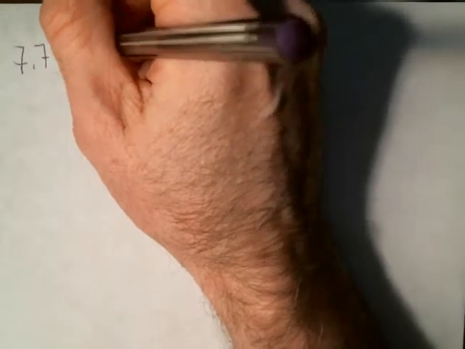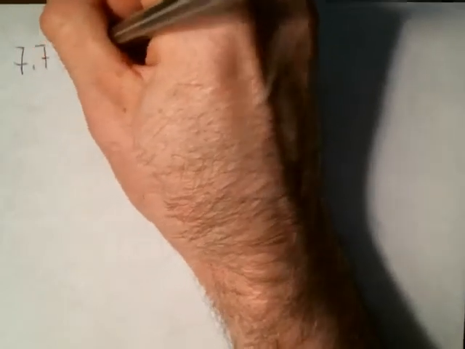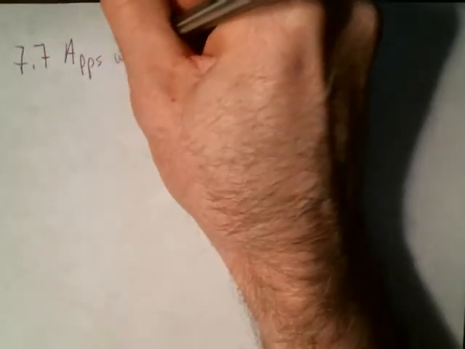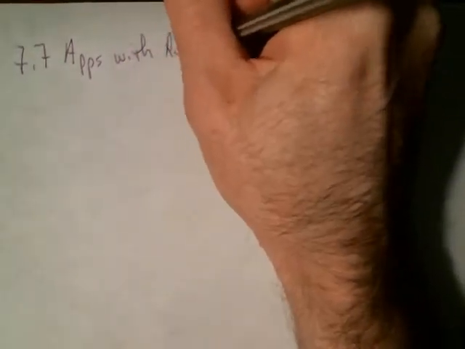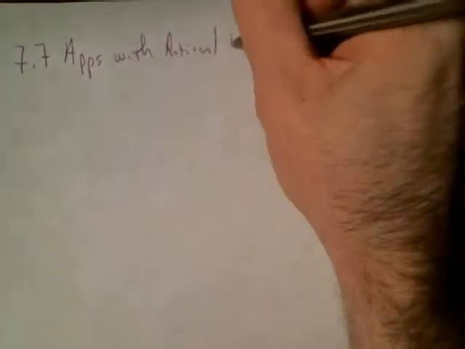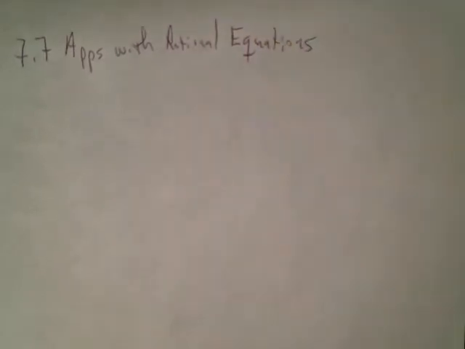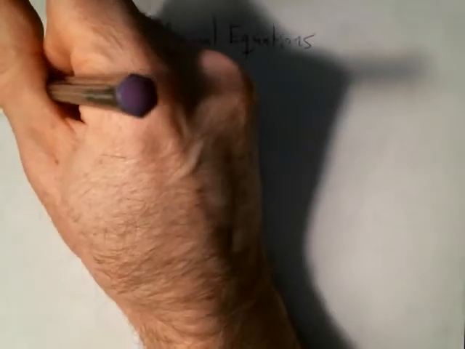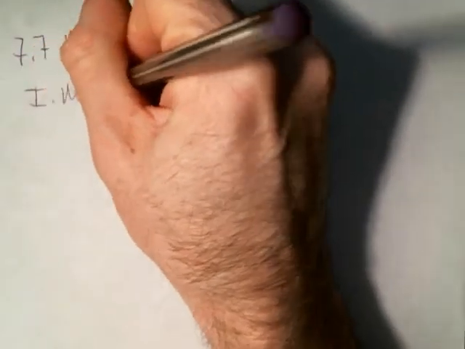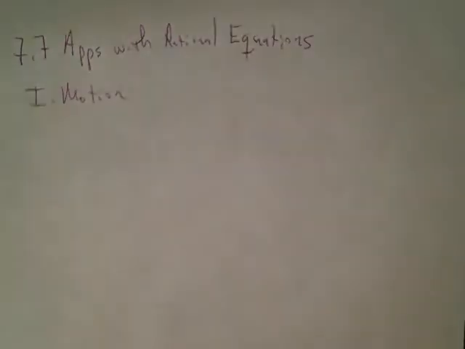7.7, applications with rational equations. And we're going to begin with the motion problems. You probably saw these in 095. We're just going to look at them a little differently now.